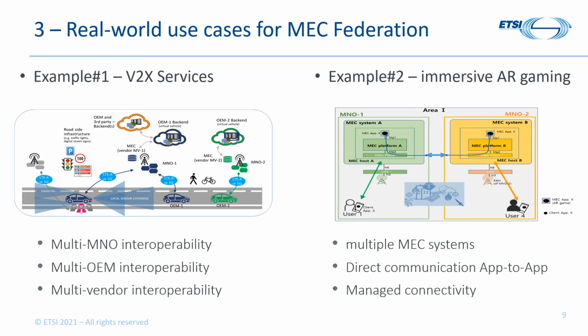The MEC 035 report we mentioned before is describing several real-world use cases for MEC Federation. A couple of relevant examples are represented by video access services and immersive AR gaming, both characterized by the presence of multiple operators and MEC systems. While in smart cities, the automotive scenario is characterized by multiple car makers. Also, the presence of players connected to different networks in gaming scenarios need to manage the connectivity and enable the direct communication between different gaming application instances.